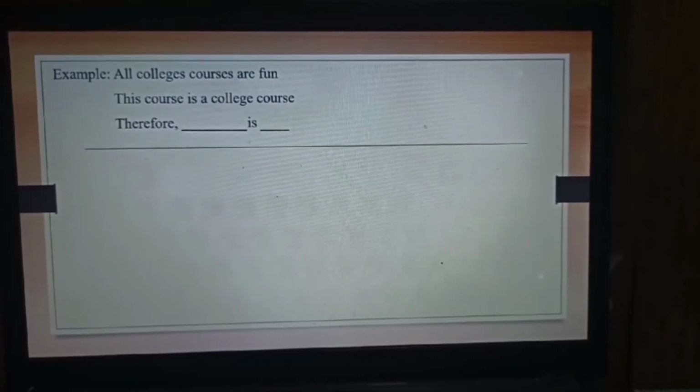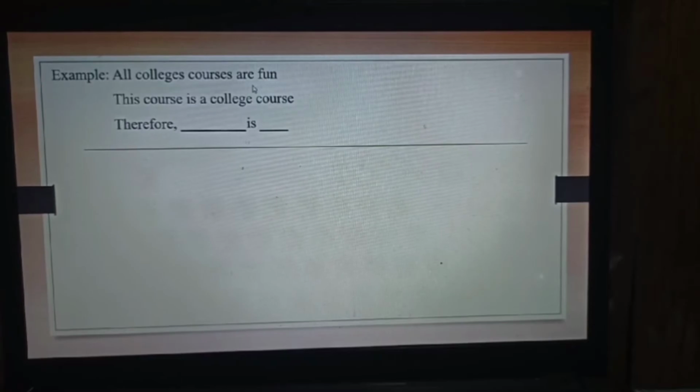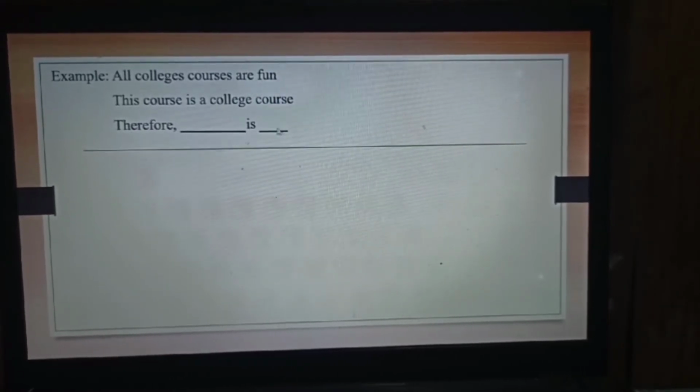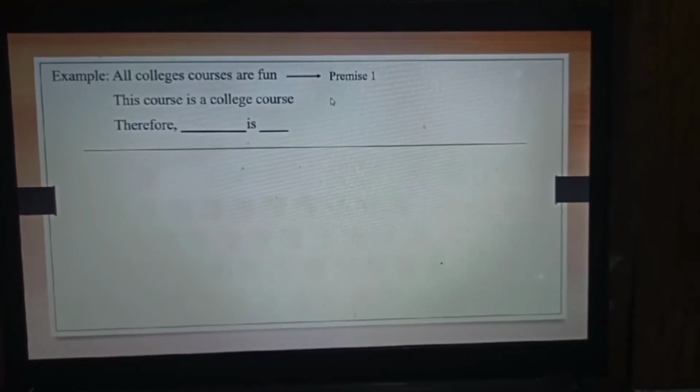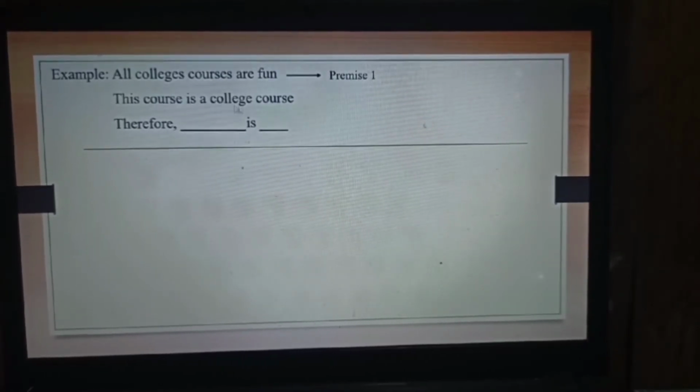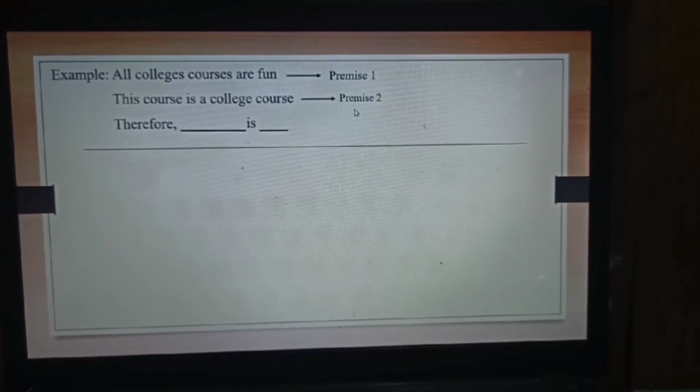So, next example. All college courses are fun. This course is a college course. Therefore, blank is blank. So, itong all college courses are fun, ito yung tinatawag na premise 1. And then, this course is a college course, ito naman yung tinatawag na premise 2. And then, itong last na sentence, therefore blank is blank, ito yung tinatawag na conclusion.